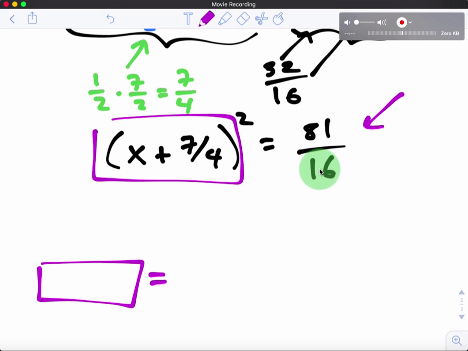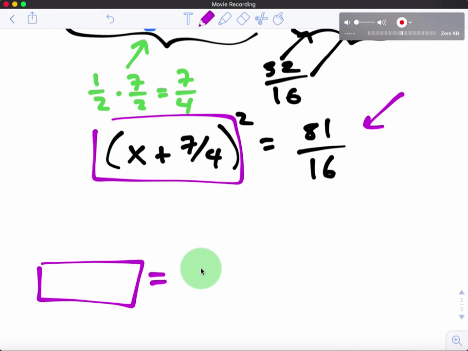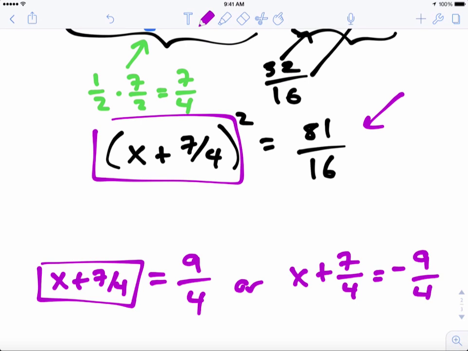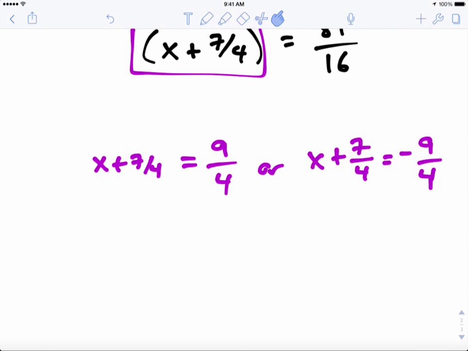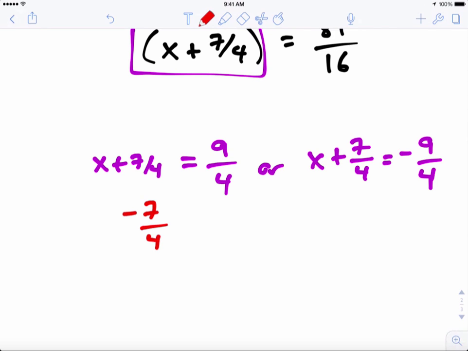Oh my God, and 16 is also a perfect square. That's nice. Its square root is 4. So just, 9 fourths. Holy cow. 9 fourths. Right, so x plus 7 fourths could be 9 fourths, or x plus 7 fourths could be negative 9 fourths. Holy cow. We're going to get some very nice answers here. We have no square roots anywhere. I mean, everything's groovy.